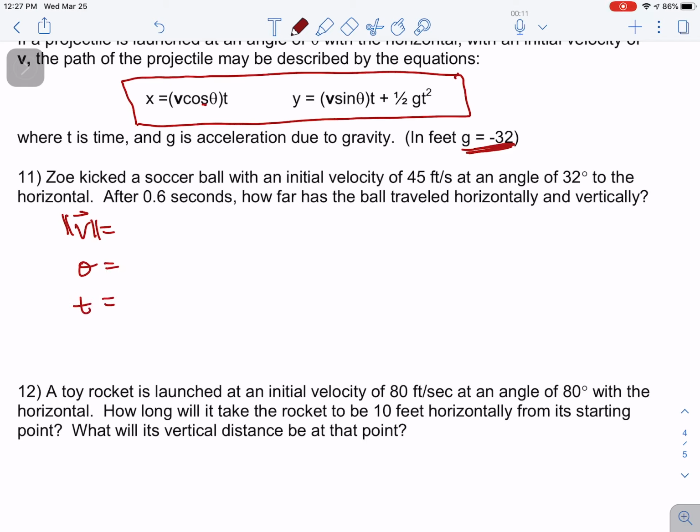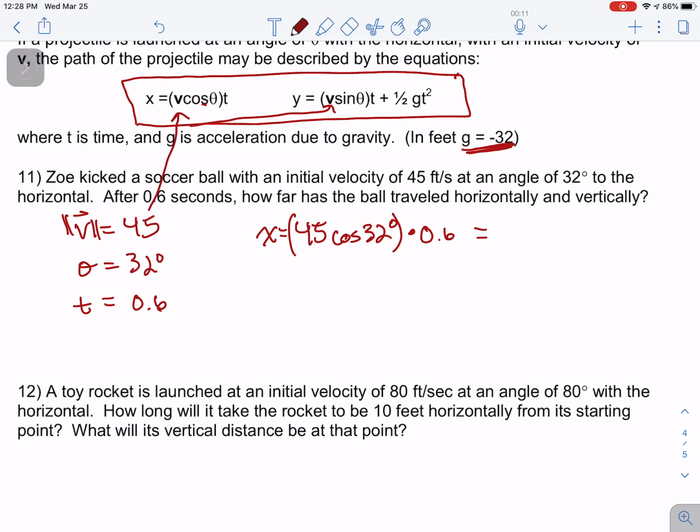So what is the velocity here? It is 45, so it's going to get plugged in right there and right there. The theta we said was 32, and the time is 0.6. So x is going to equal, that v value is 45, cosine of 32 degrees, all this times my time, which is 0.6. So you get out your handy dandy calculator. Cannot show one on here, so I'll just pretend that I typed that in. And that's what we should get.